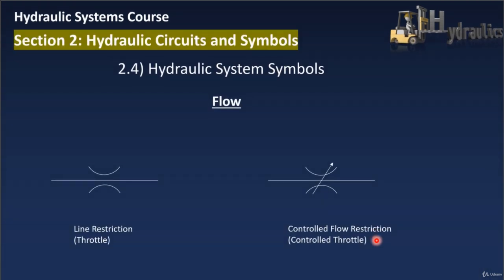Controlling the flow of oil can also be presented in these symbols, where we have two main types: normal restriction or line restriction without any control, and if we have an arrow in this one, it represents a controlled flow restriction.